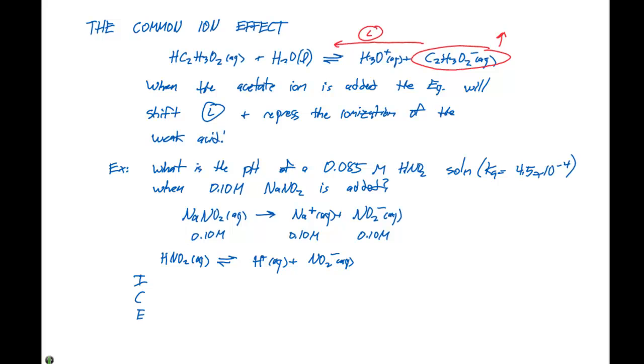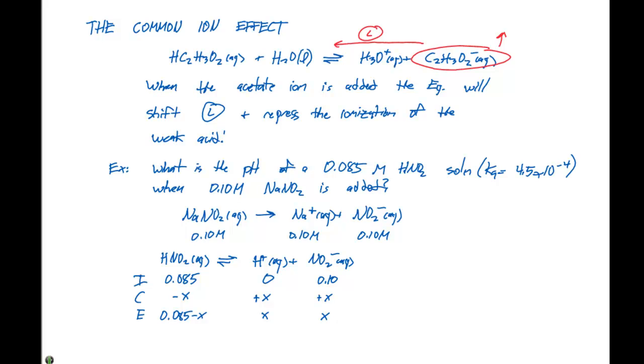Now when we look at an ice table, our concentration of NO2 minus is going to be 0.10, and if we're looking at a 0.085 molar HNO2 solution, we're also starting with 0.085 HNO2. Initially, we don't have any H plus present. As the equilibrium proceeds, the change in concentration of the HNO2 is going to be minus X, the H plus plus X, and the NO2 minus plus X. This gives equilibrium concentrations of 0.085 minus X, X, and X.